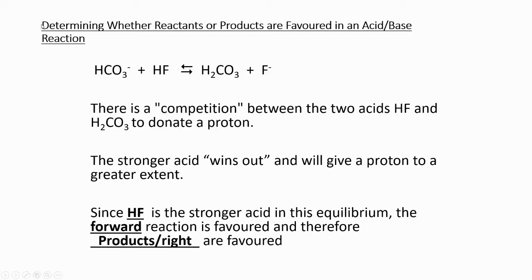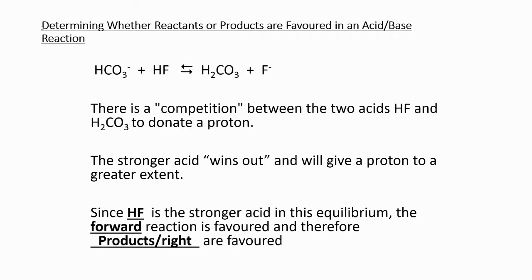So this next little section is about determining whether reactants or products are favored in an acid or base reaction. If we look at this one, HF is going to be in equilibrium with H2CO3 and your F minus.